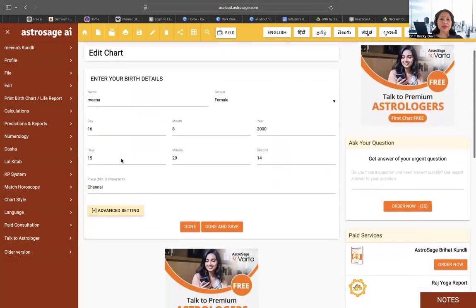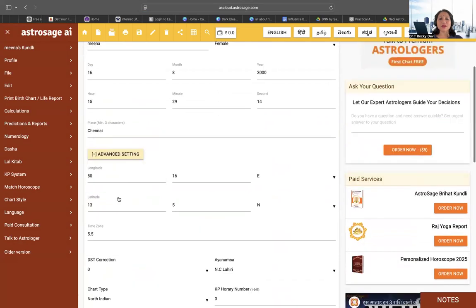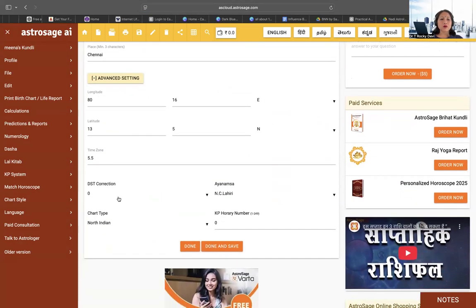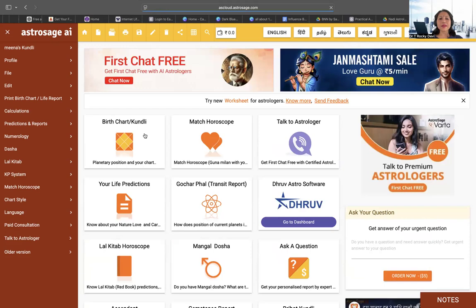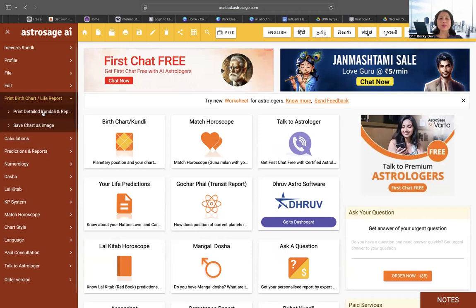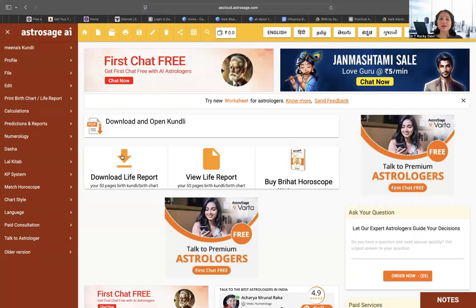When you do editing, you'll see that advanced settings is there. When you click it, you can check whether you want the North Indian style or the South Indian style as the chart type. So let me put it as South Indian and click done. The moment I do it, you can take a print of your own chart. This is one of the free websites, and there are many others. This is called Astro Sage. I'm not promoting this website, but this is the site I normally use.